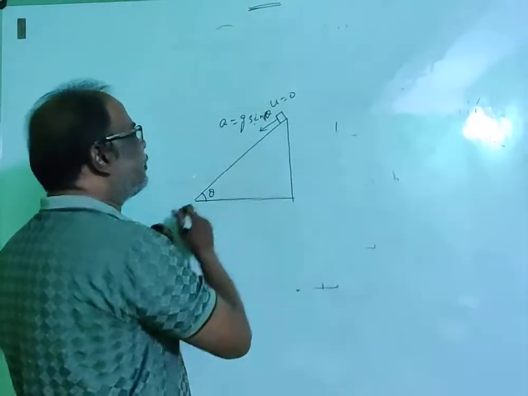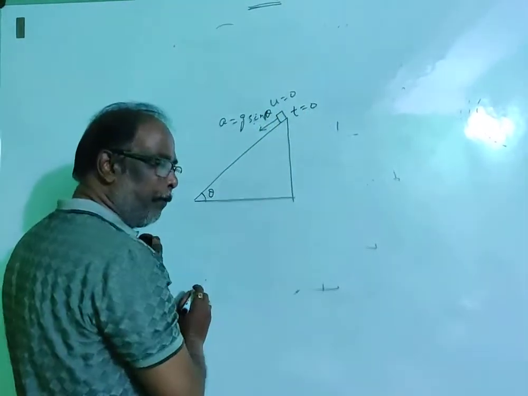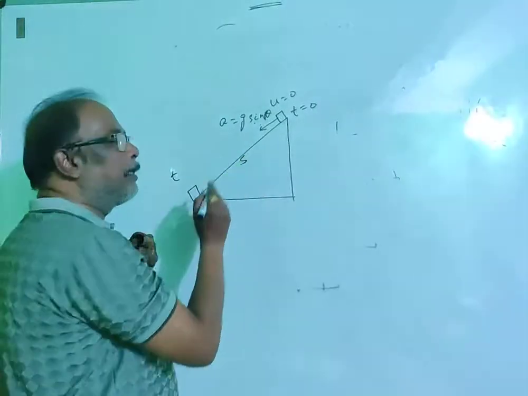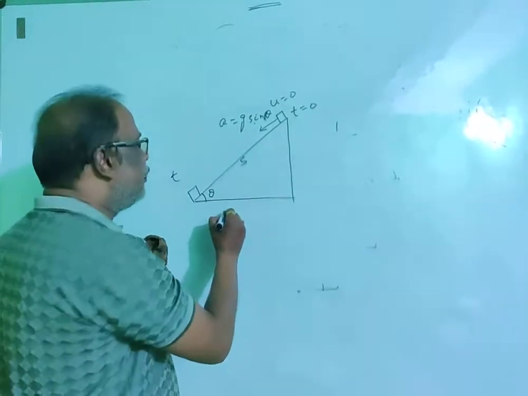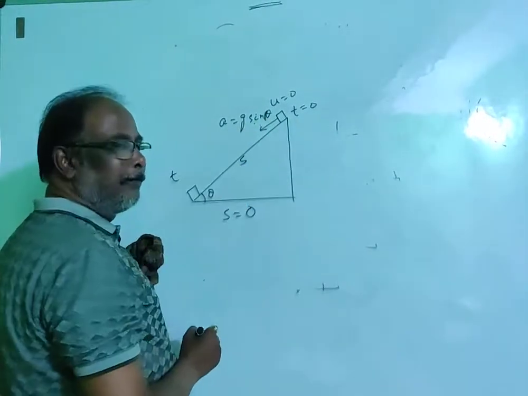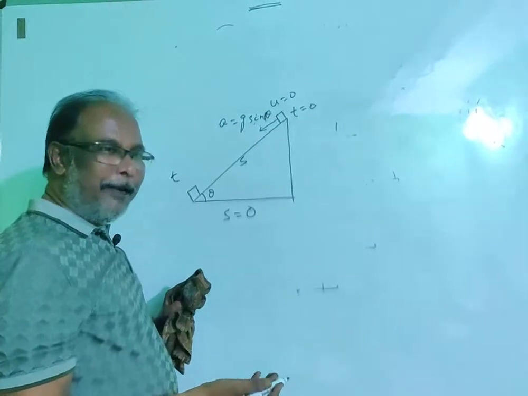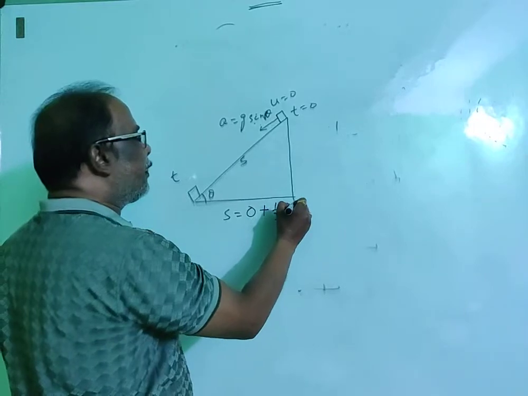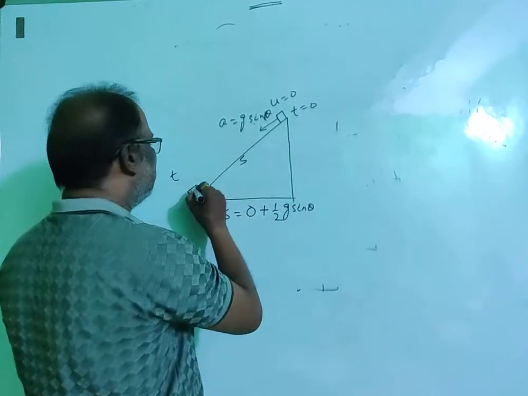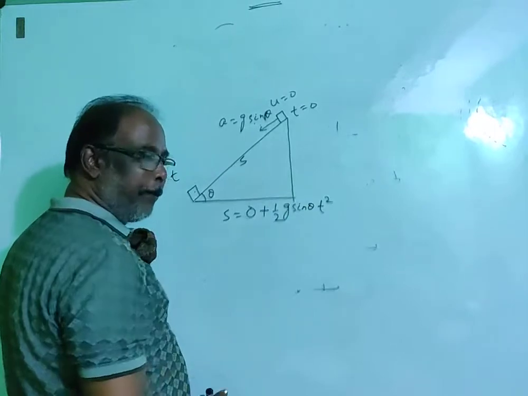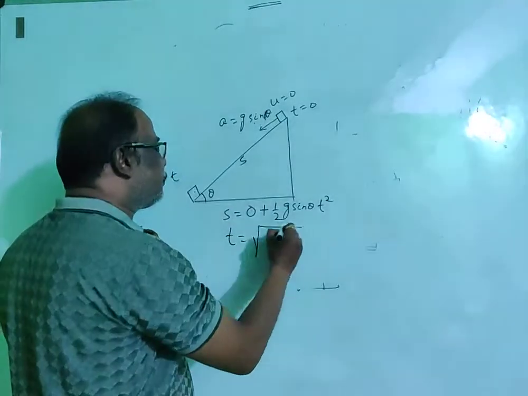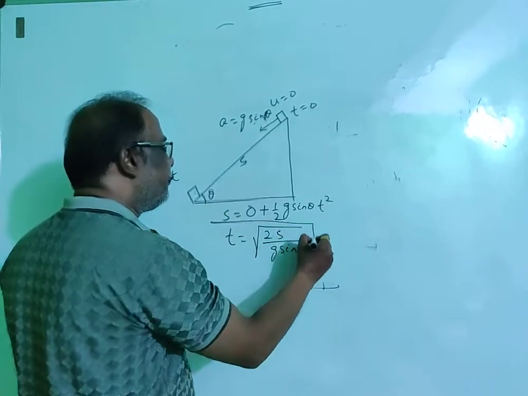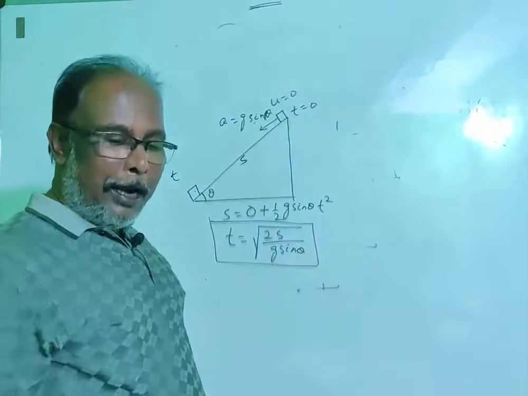The body starts its motion when time is 0. The body reaches the bottom when time is t. Let this distance be s. Then use the equation s equals ut plus half at square. u is 0, and in place of a, we write g sin theta, into t square. So time is given as root of 2s by g sin theta. This is your concept, and now your question.